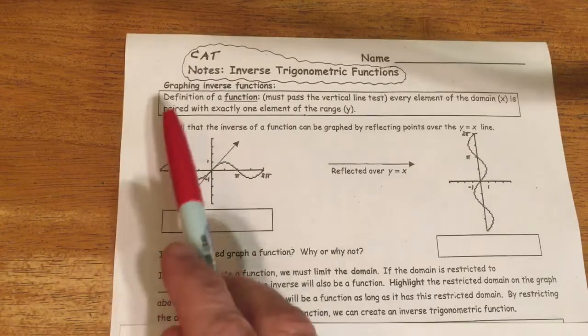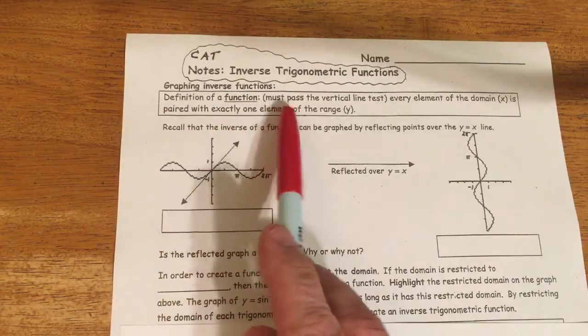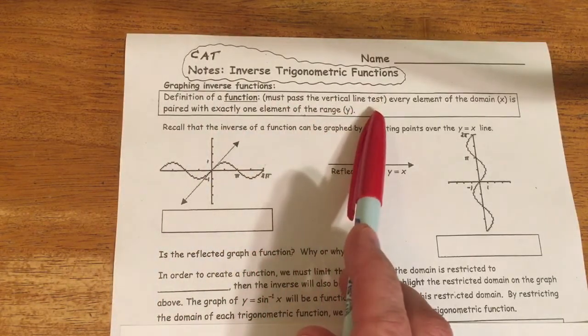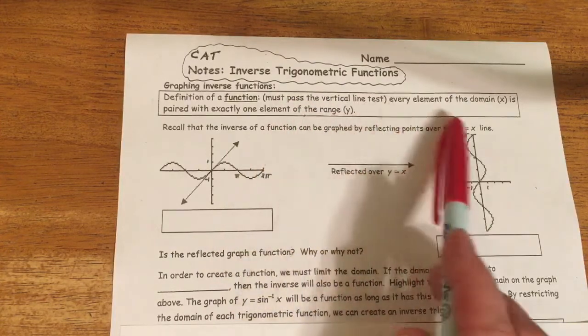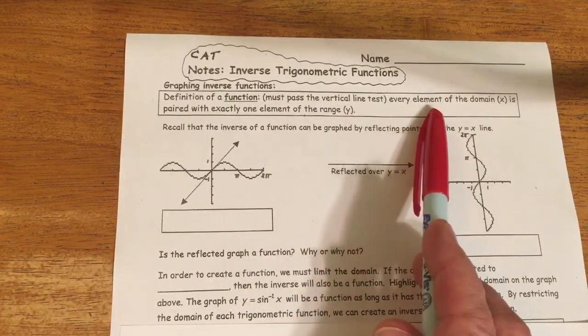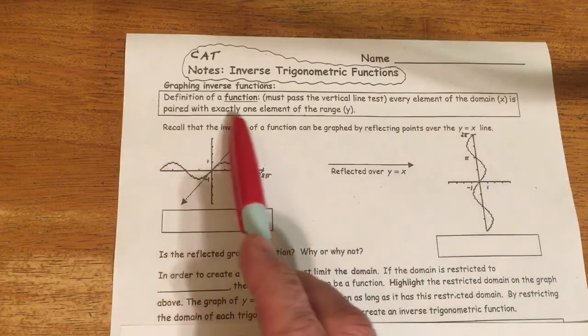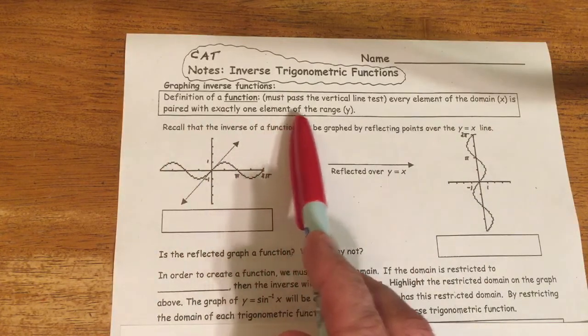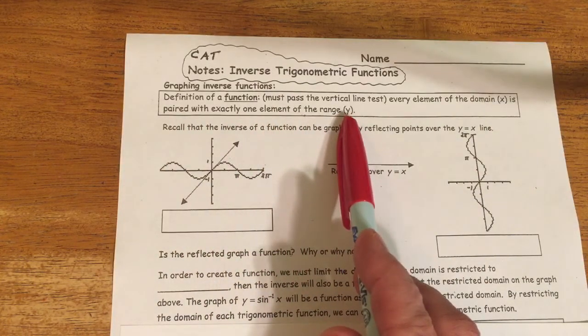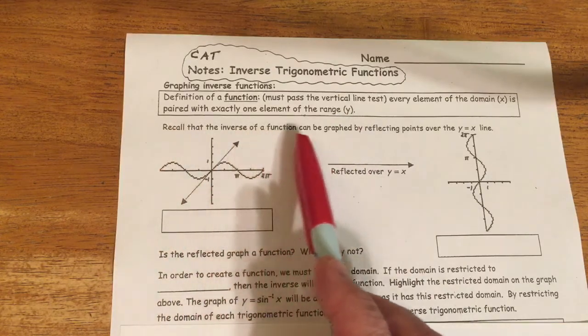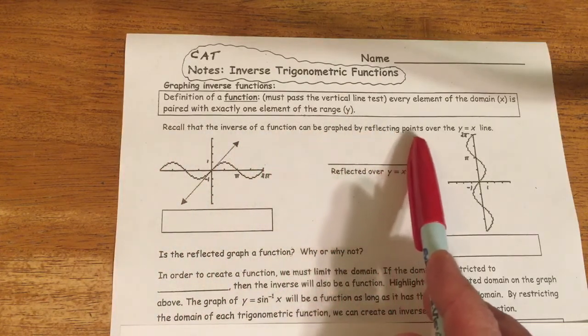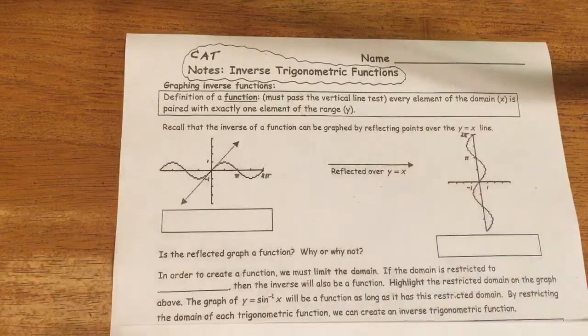So, here it says definition of a function. A function, of course, must pass the vertical line test to be a function. The graph must pass the vertical line test. And basically every element or member in the domain is paired with exactly one member or element in the range. It says, recall the inverse of a function can be graphed by reflecting points over the y equals x line. And this is something we talked about first semester.